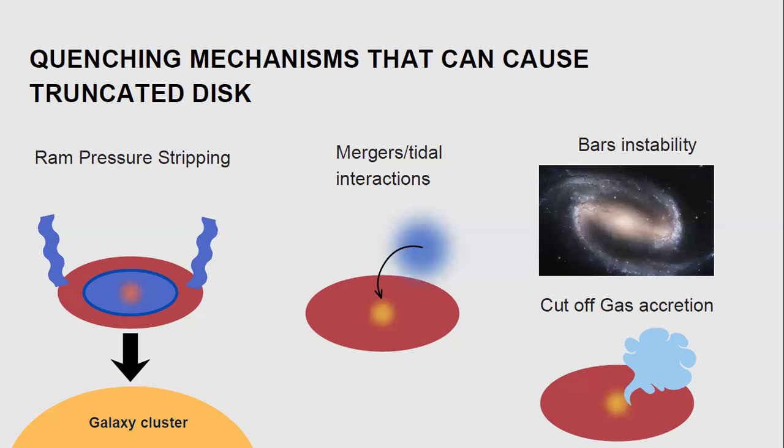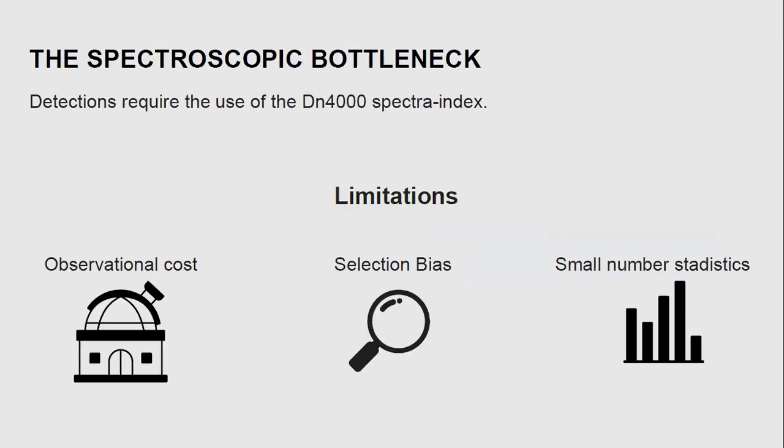So we have different quenching mechanisms. We don't have a consensus. And then how can I search for these galaxies? First, we need to understand that spectroscopy has a bottleneck. The detection requires spectral data, and this has some limitations. The first one is the observational cost because we need long exposure times. Then you are biasing your selection, because if you only select high luminosity galaxies, you are biasing the stellar masses. And finally, the combination of both creates small number statistics. For example, the break-bulge galaxies number around 100.